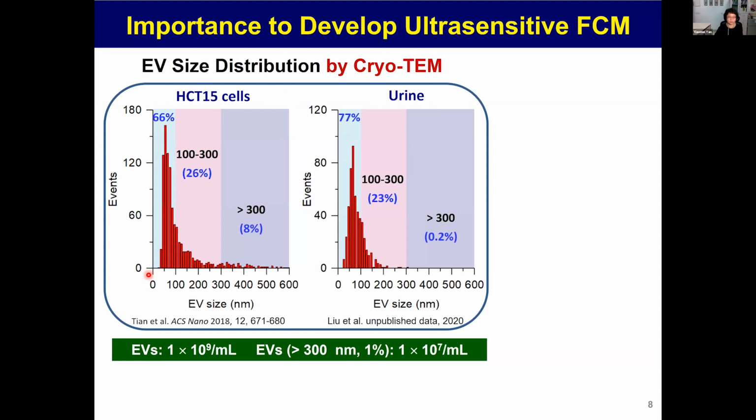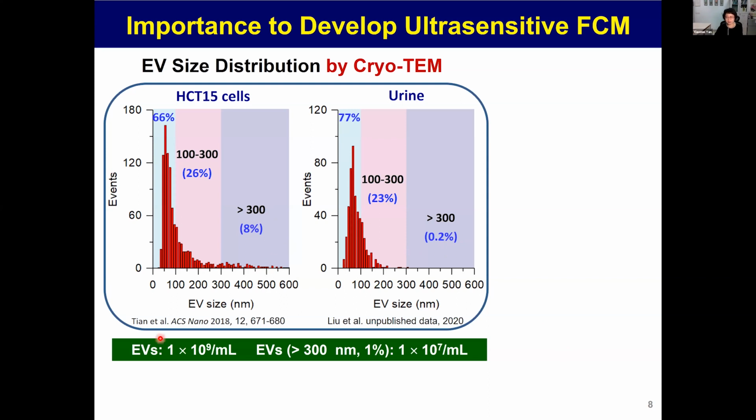We can see from this size distribution histogram that the population of EVs larger than 300 nanometer in size only takes a very small fraction. For example, probably 8% or even less than 2%.